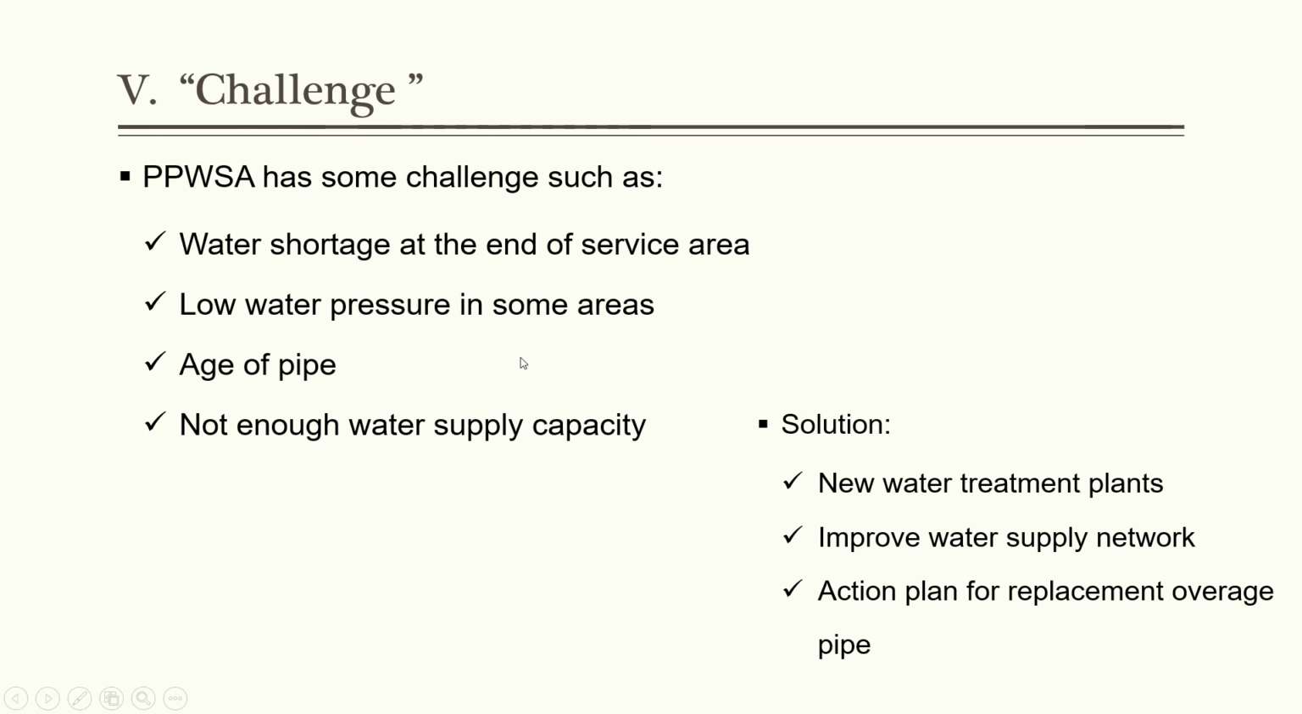So number 5 is challenge. PPWSA has some challenges such as water shortage, low water pressure in some areas, overage pipes, and not enough water supply capacity. And the solution is the construction of a new water treatment plant to improve water supply capacity, improve the water supply network, and have a clear action plan for replacement of overage pipes.